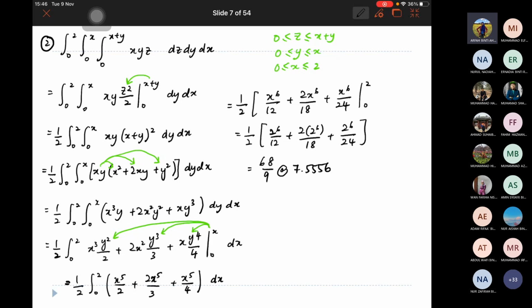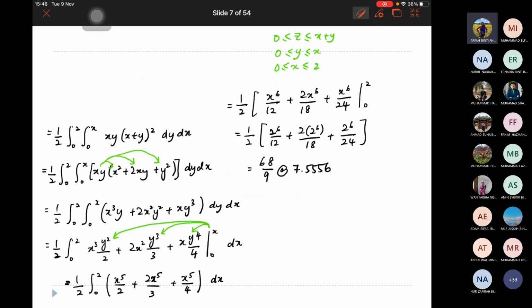Soalan ketiga, the question is evaluate the same for this one because you have the function to be in the term of x, the limit will be in the term of x, y, and z. So the third question, evaluate integration of 0 up until 1, x squared sampai x and 0 sampai ln z for x exponential y dy dz dx. Okay. So cuba buat this integration.